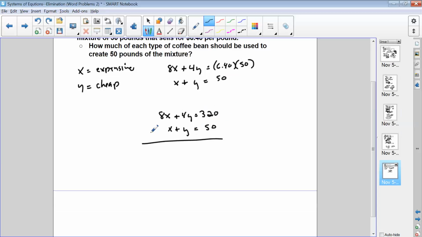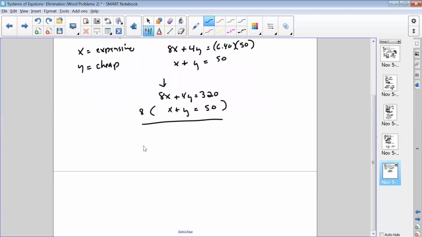And here's our system. And so I'm going to eliminate x. So that means I'm going to multiply the second equation by 8. So second equation, 8 is multiplied by everything. So I'm going to have my top equation, 8x plus 4y equals 320. And 8x plus 8y is equal to 400.